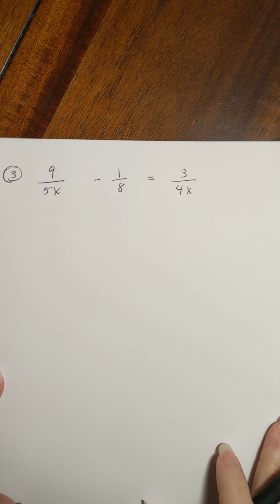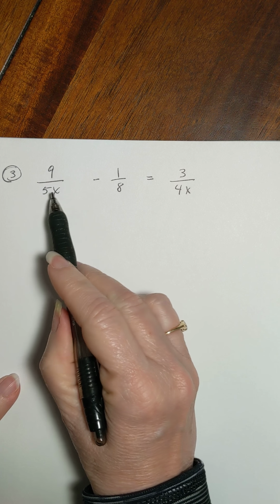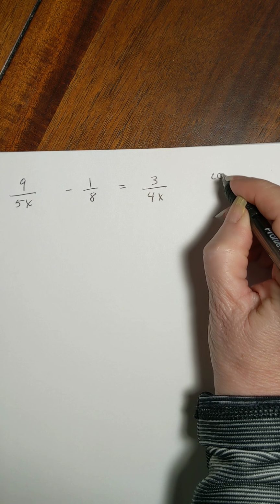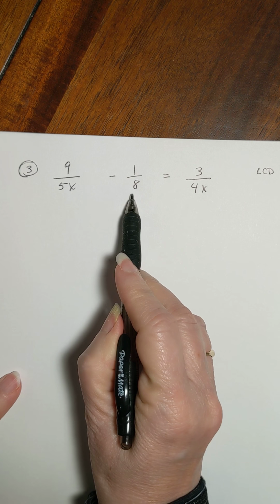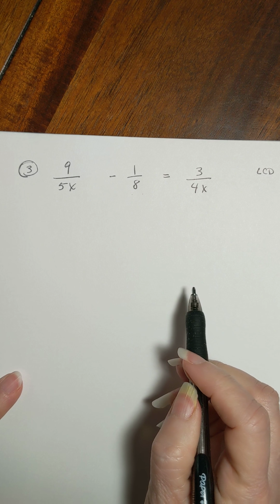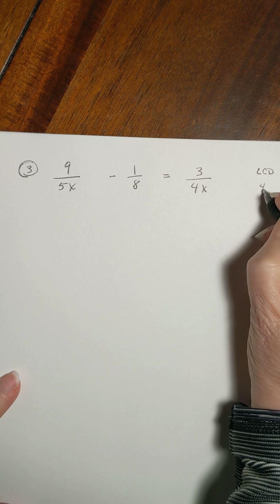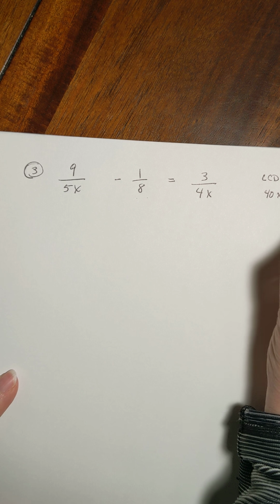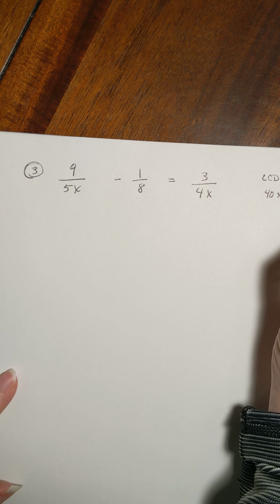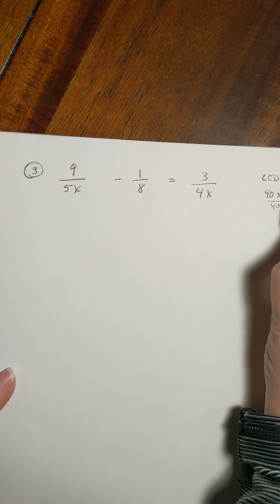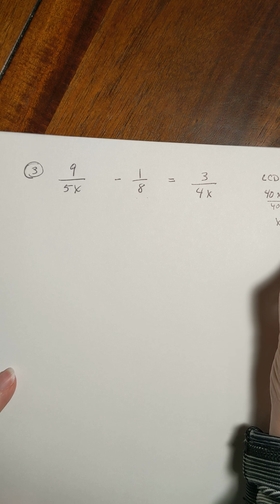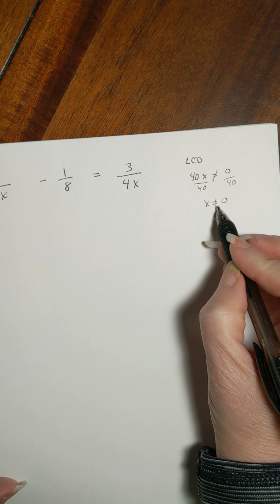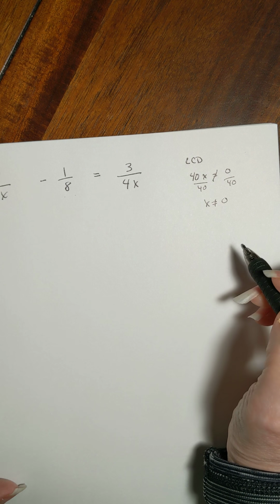Now, notice that for my common denominator, I don't have any addition or subtraction here. So my LCD, what I'm doing is I'm looking for the number that all three of these numbers go into. And so that would be 40, and then I also need an x. And so if I make this not equal to 0, divide both sides by 40, I get x is not equal to 0. So the only answer I can't have is 0.